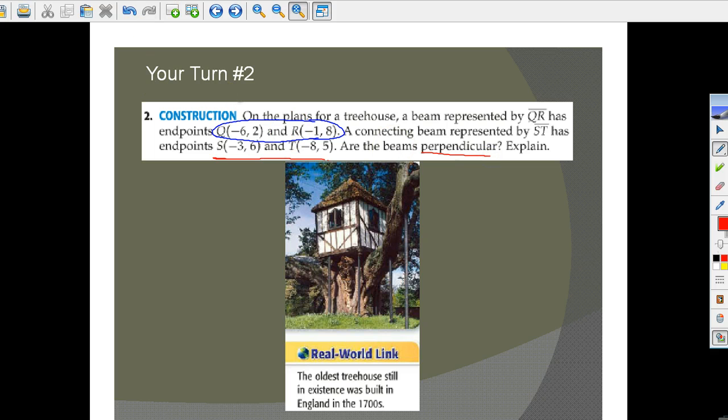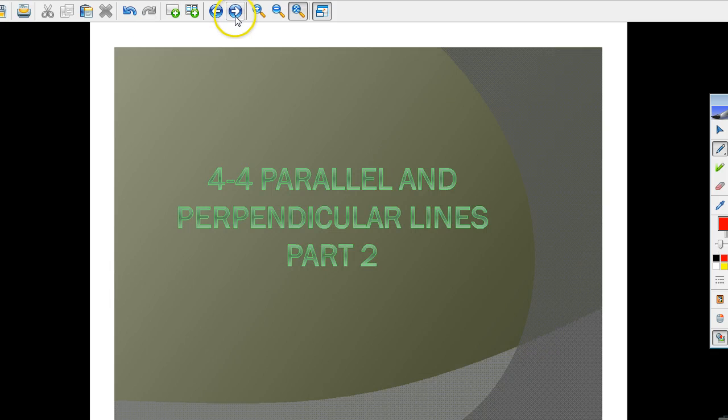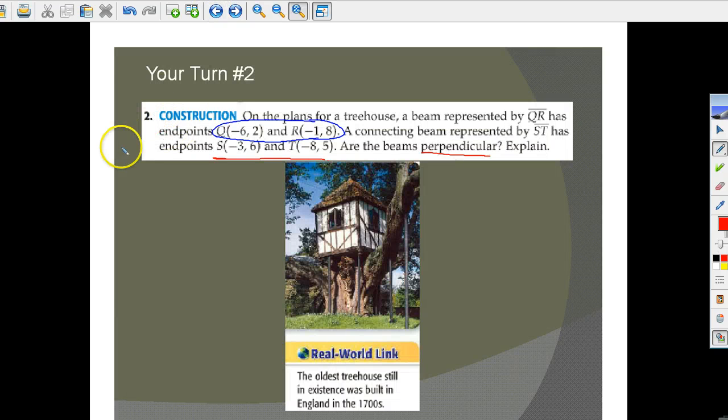Okay, so go ahead, do number 2 and come back when you're done. Oh, actually, when you're done with number 2, you're done with tonight's homework, and then come back tomorrow for part 2 of this section.